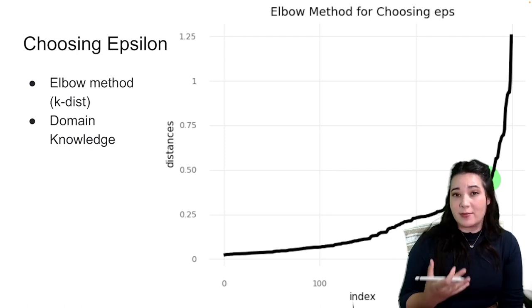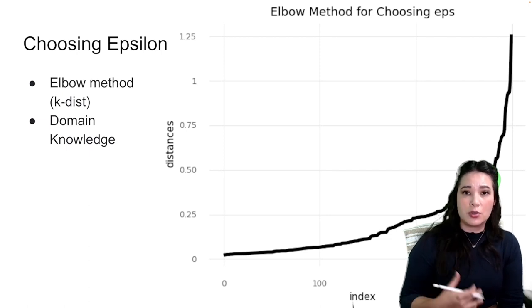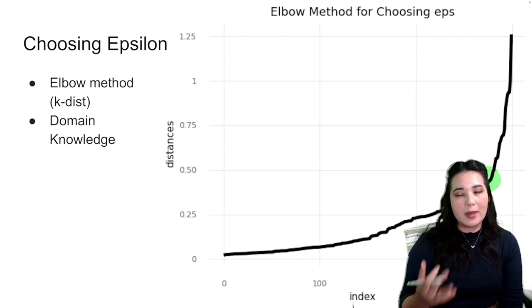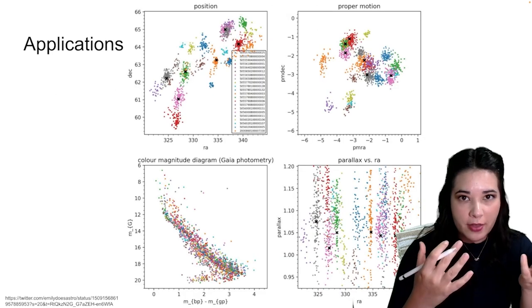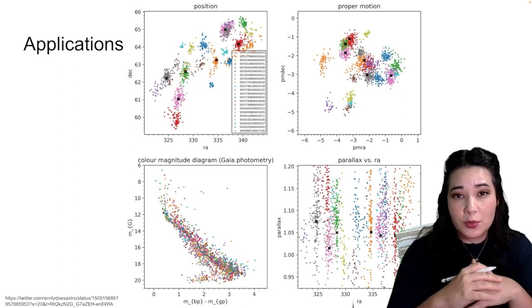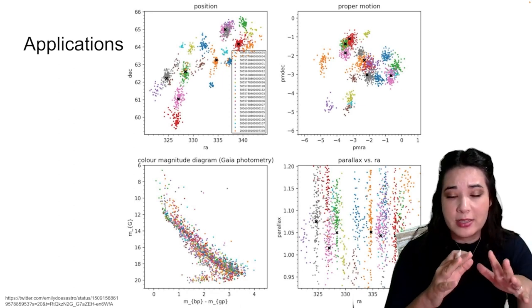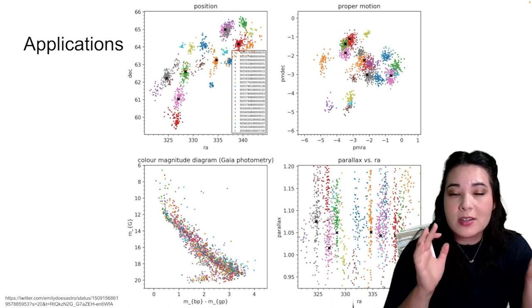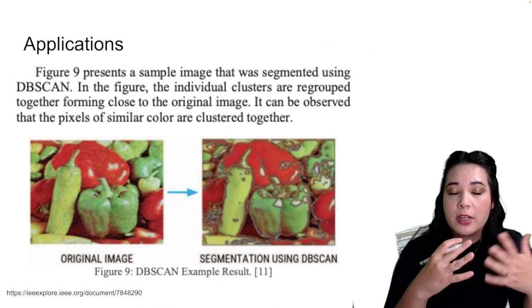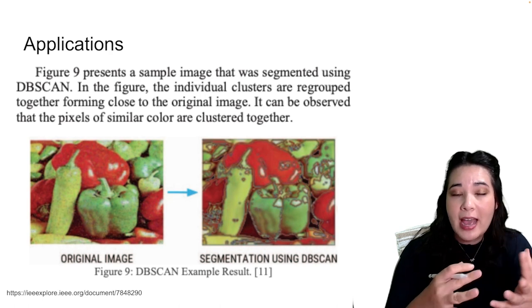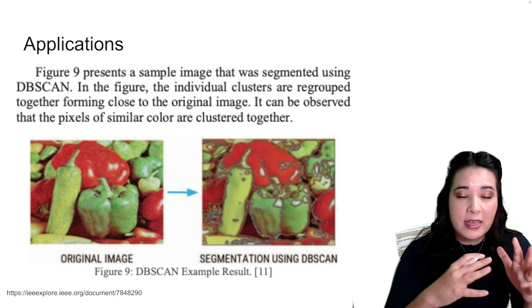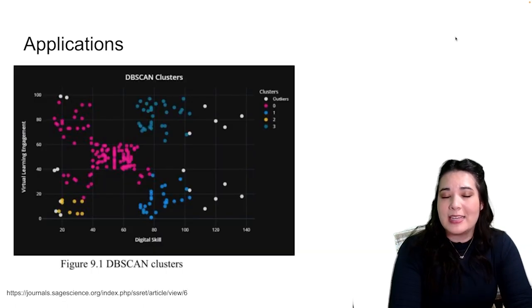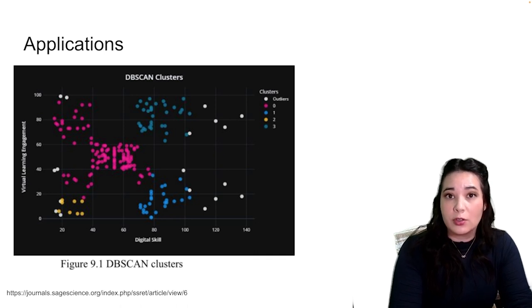If you happen to have some domain knowledge that allows you to choose the size of your neighborhood, absolutely you can use that, but typically that's not going to be the case. And just like our other clustering algorithms, DBSCAN has been used for some really interesting applications. Here in this paper, it was used to cluster stars. In this paper, it was used for image segmentation. Again, this is when we cluster the pixels in an image to tell where different things in the image are. And lastly, in this example, it was used to cluster students based on engagement in a virtual learning situation.